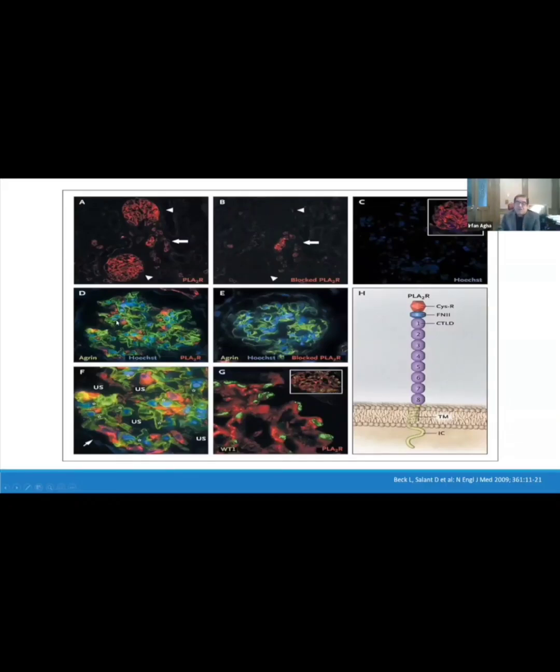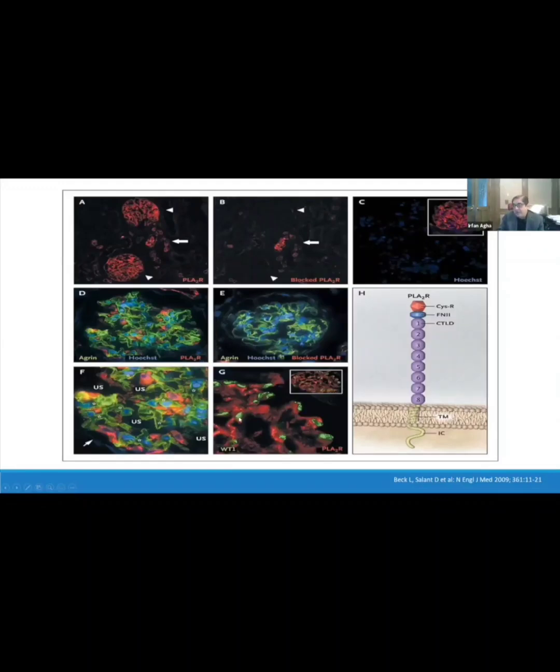And so they then tried to figure out where this reaction is happening. So in panel D, they've stained it with anti-agrin antibody, which stains the basement membrane. What you're seeing here is that the redness is on the outside of the basement membrane. On the right side, again, they've got the blocking antibody, so the basement membrane is all being stained, but you don't see any red here.